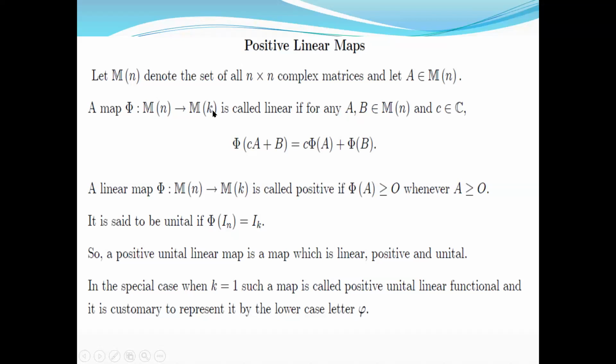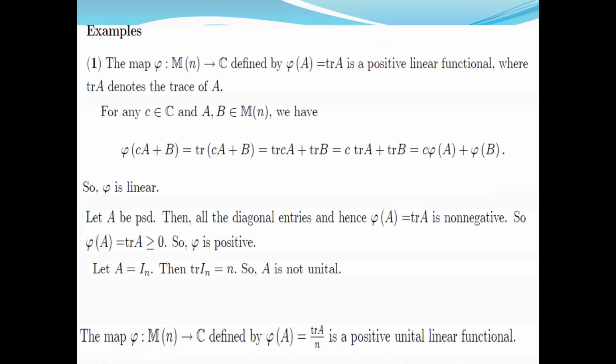In the special case when we take k to be 1, that is, this is a 1 by 1 matrix, then phi is a map from Mn to complex numbers. This particular case is called a positive unital linear function, and we denote it by this small letter phi. Now, examples of positive linear maps.